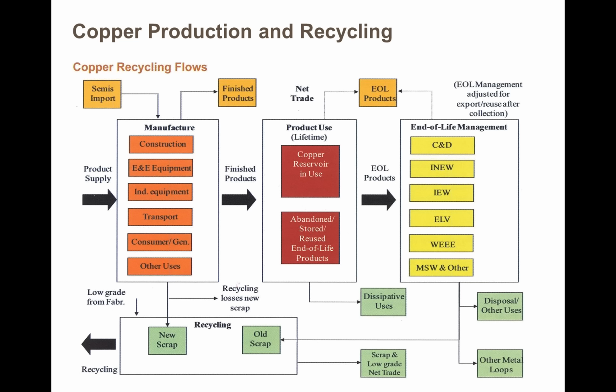Now, some of these products that are used, like a stove or a range in the house, have a lifetime. Many of them are used for 10 years. Some of them are used for 20 years. A car can be used for a long period of time. But think about a home or a building. They have copper wiring. They could have copper and or other alloys in that building. That building could be used for 100, 200 years. That's the reservoir of copper in use.